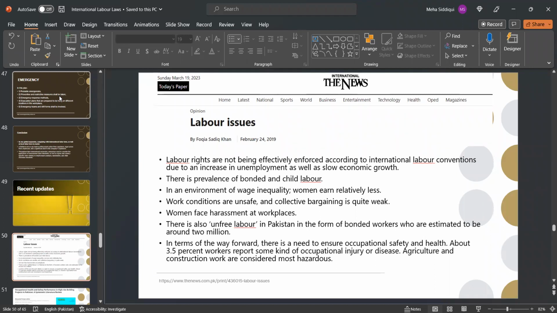In terms of the way forward, there is a need to ensure occupational safety and health. About 3.5% of workers report some kind of occupational injury or disease. Agriculture and construction work are considered most hazardous.